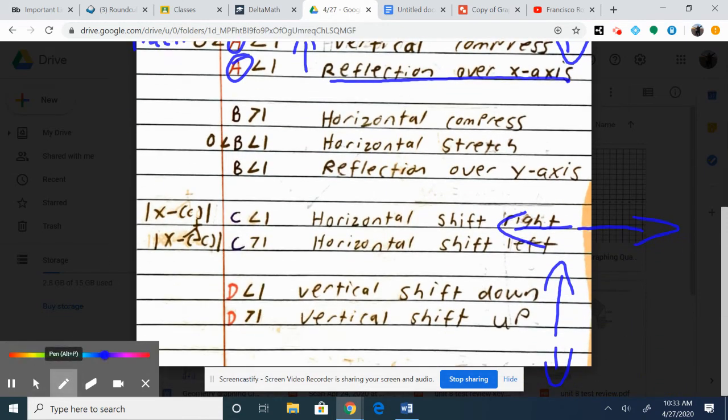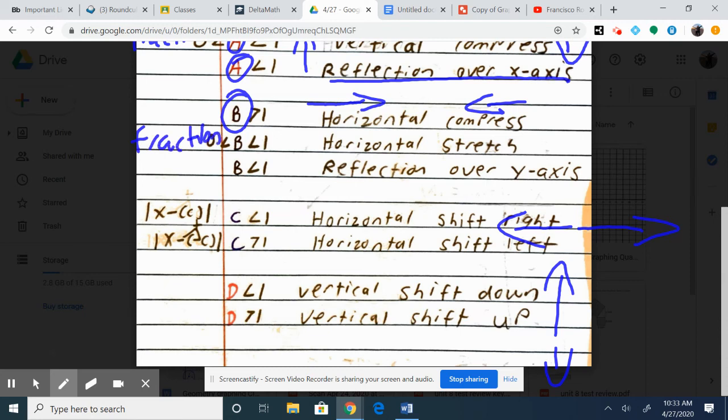And now our B kind of works in the opposite way. If our B ends up being more than 1, we're going to horizontally compress. So we're going to be moving inwards. And if our B is between 0 and 1, which means a fraction, that means that we are going to horizontally stretch. So we're going to go outwards.